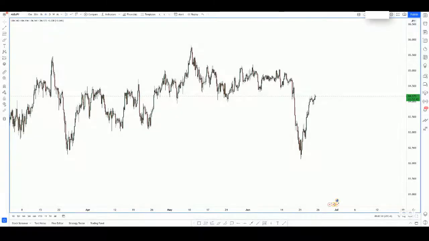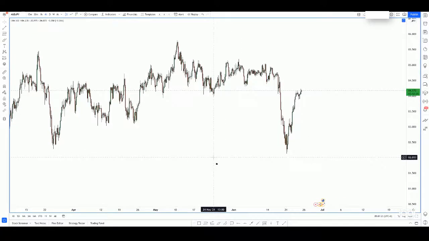Hi everyone, welcome to today's trade of the day, and for today's trade of the day we will be looking at the Aussie yen. So what I have here is Aussie yen on a 4 hour, very nice configuration.